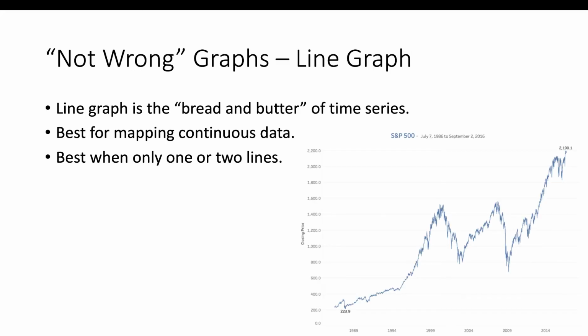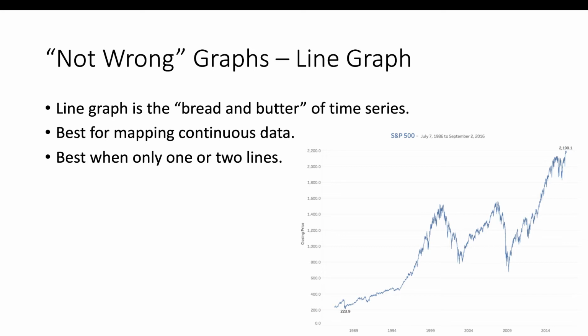Now, we will be looking at graphs that are not wrong, and in some cases we'll look at some that are wrong, but the line graph is kind of the bread and butter of time series. Probably one of the most common time series representations is of stock prices, and that's almost always represented as a line chart, but it's best for mapping continuous data. When we start having categorical data, things like by month or by year, we'll talk about why a line chart might not be the best choice.